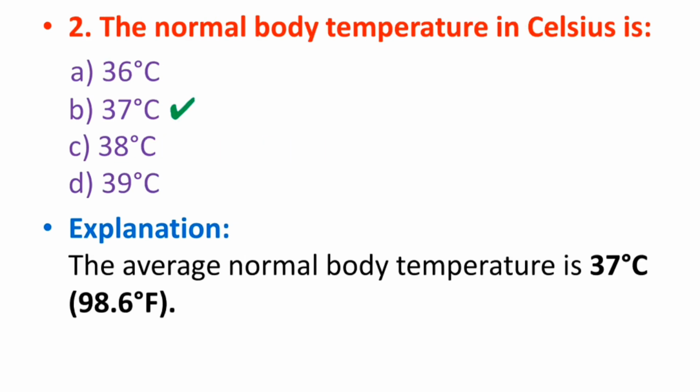The normal body temperature in Celsius is option A, 36 degrees Celsius, option B, 37 degrees Celsius, option C, 38 degrees Celsius, option D, 39 degrees Celsius. The correct answer is option B, 37 degrees Celsius. The average normal body temperature is 37 degrees Celsius, that is 98.6 degrees Fahrenheit.